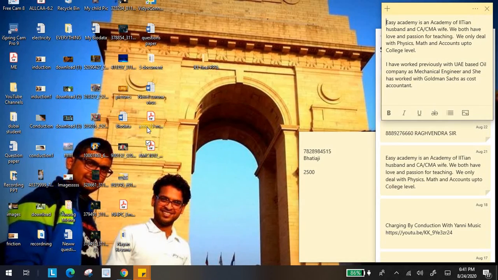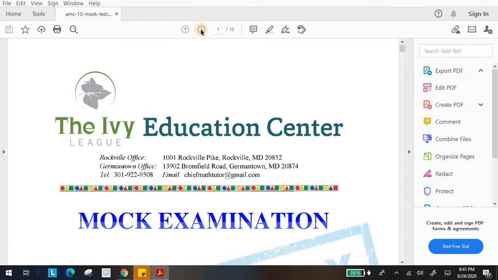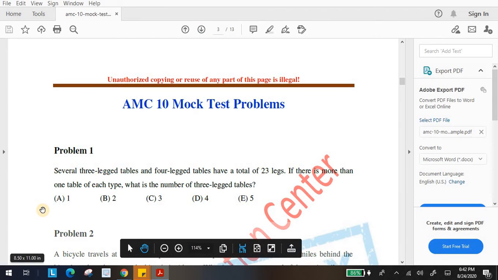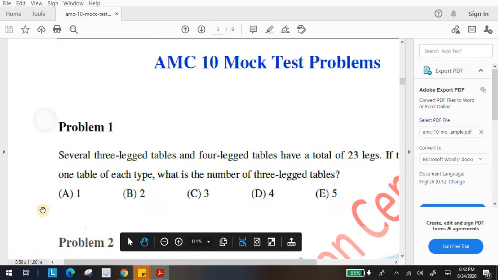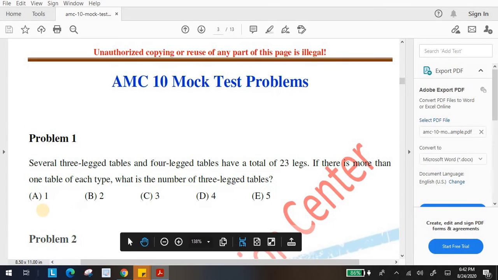I have also brought some papers from the internet. So let's see MC10. For example, you have this problem. We will solve this problem today.